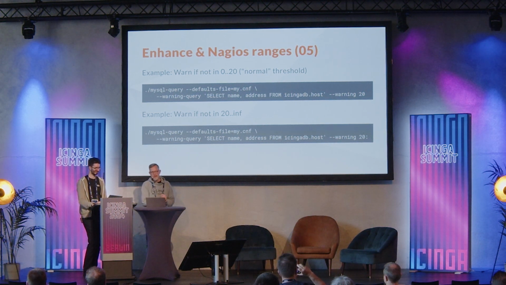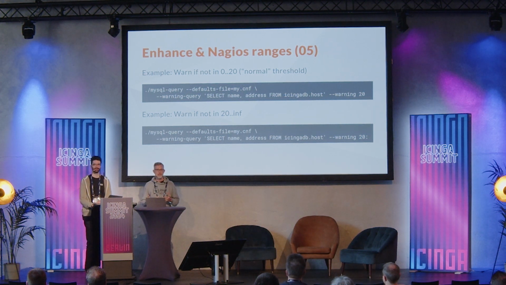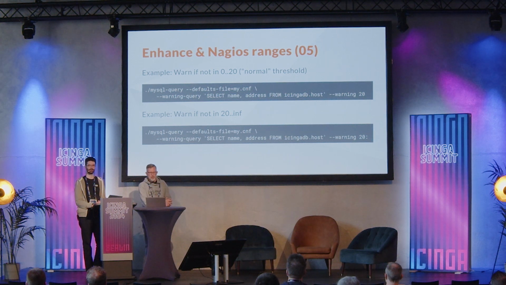Okay, because, of course, depending on the query, we might also get a list, and so more than one row. And how to deal with that? Like the query on this slide, select name and address from icingadb.host, for example, where we now fetch name and address. In this case, let's count the rows we got. And for now, also let's implement Nagios ranges.